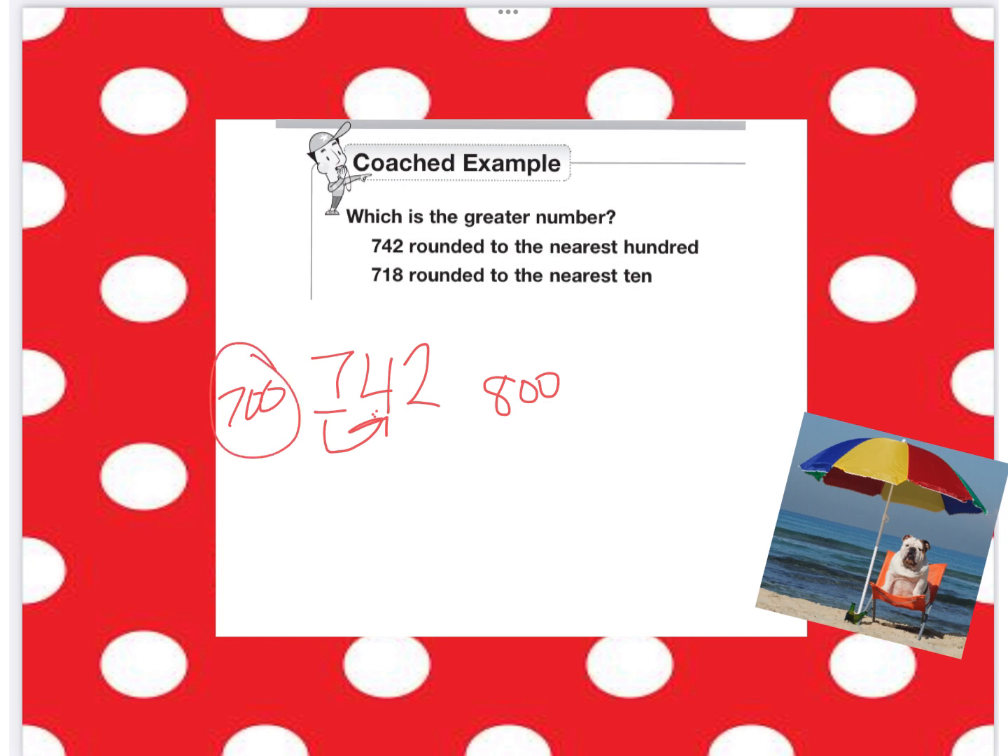Okay, and then 718 rounded to the nearest 10. So I'm going to underline that 10, look next door. And I know that 718 is between 710 and 720. And that 8 tells us to round up to 720. So the greater number when we're rounding is actually 718 when we're rounding it to the nearest 10. Isn't that interesting?